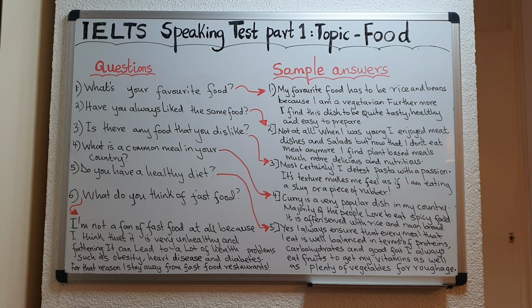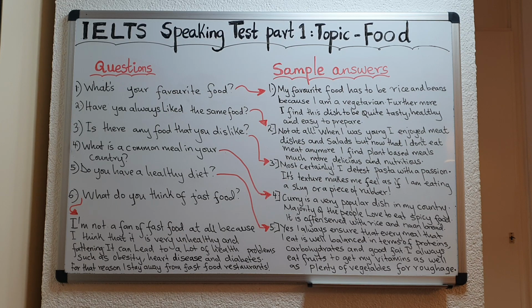Let's move on to question 5. Do you have a healthy diet? Now, in that question, the examiner wants to know whether the food that you eat is well balanced in terms of nutrition, okay? The examiner wants to know whether the type of food that you eat is nutritious, whether it is well balanced, whether it is healthy. Now, you can answer that question by saying sample answer 5.